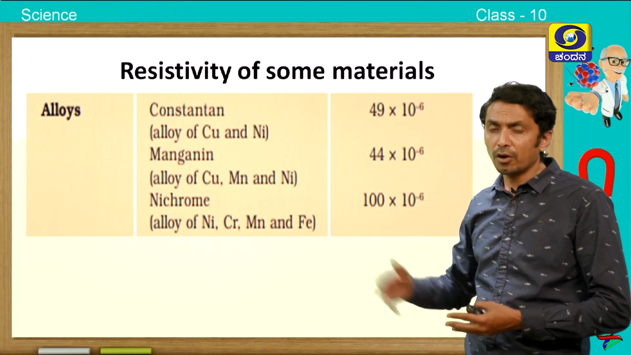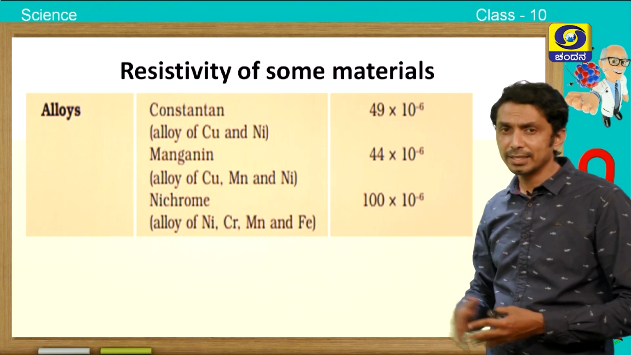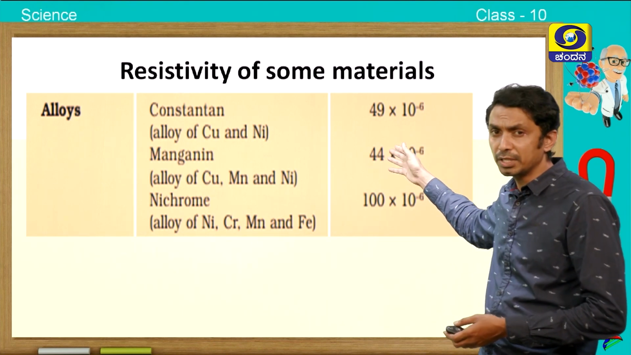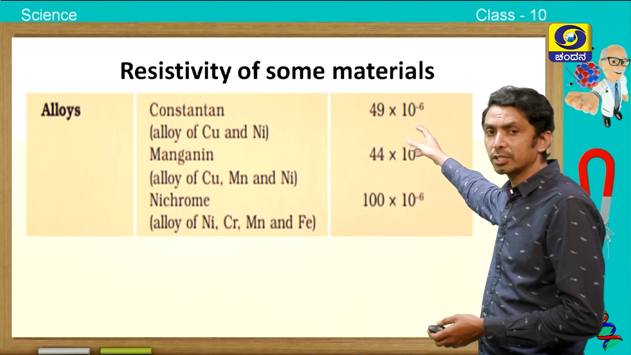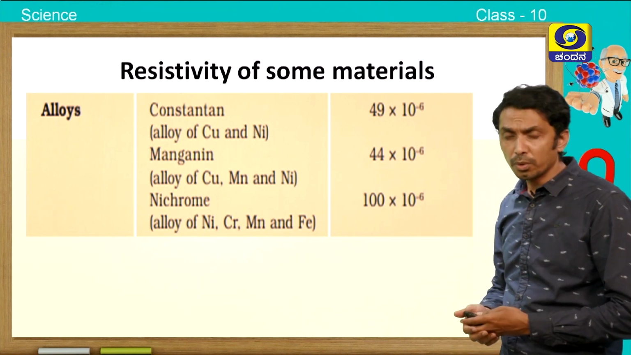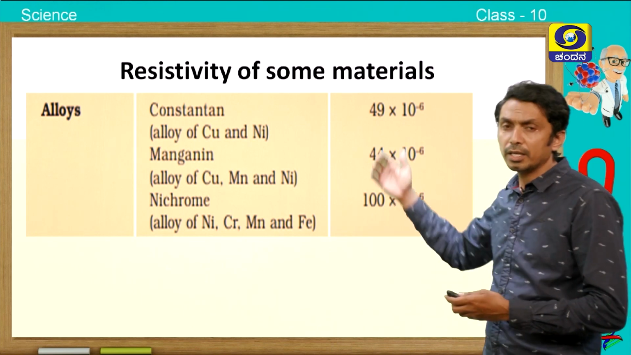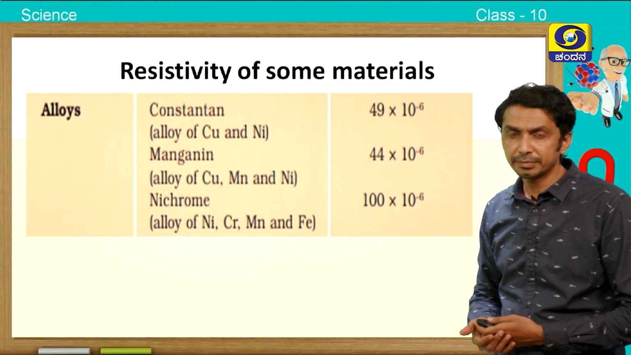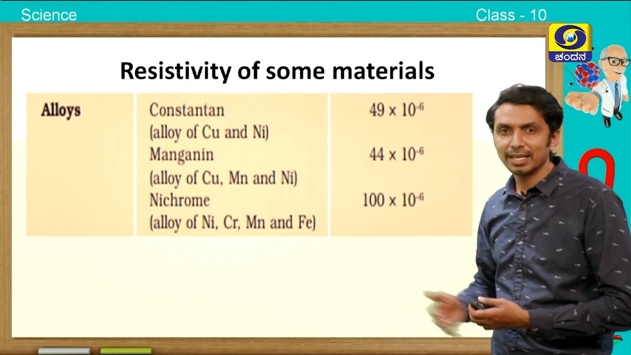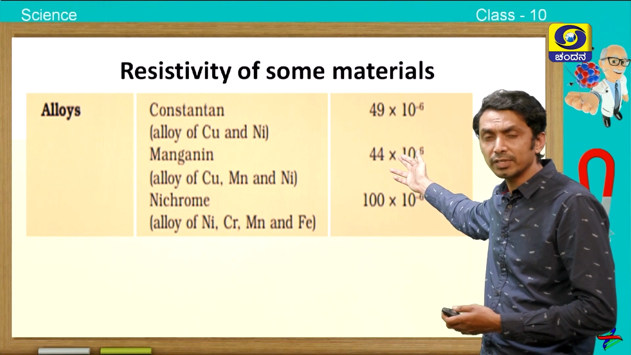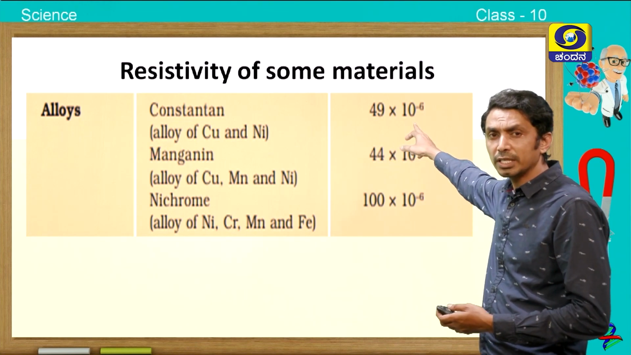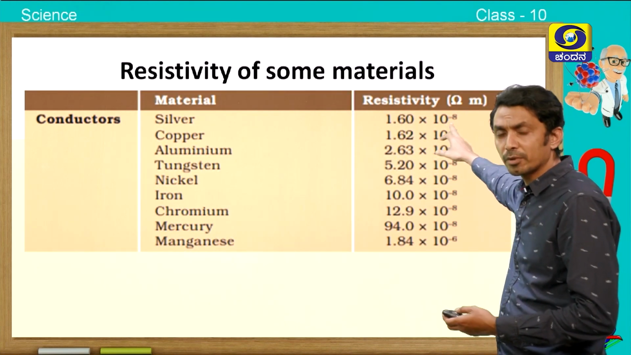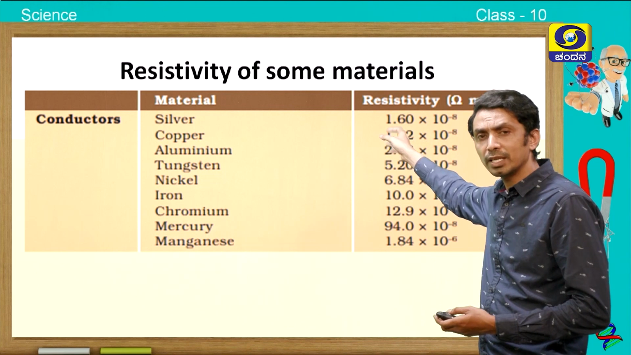And children, also if you could look here, these are alloys, and if you look at their electrical resistivity, it is in terms of 10 to the power of minus 6. So my question to you is, in conductors and alloys, which is having more resistivity? Yes, you are right. It is the alloys which are having more resistivity, because here it is only 10 to the power of minus 6, whereas in conductors it was 10 to the power of minus 8. That means it was very less.